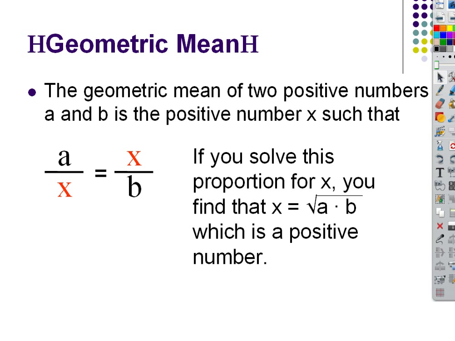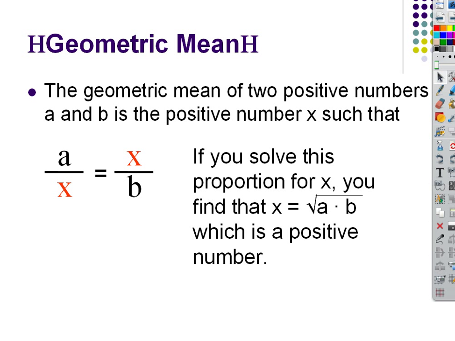A geometric mean deals with that kind of thinking. For stuff that's not growing arithmetically, not normal linear growth, but growing geometrically, and we want to find an average, we do it differently. We set it up this way. If I write two ratios, a over x equals x over b, then if we can find a number x between a and b so that the denominator of the first fraction and the numerator of the second fraction are that number, and those two ratios are equal, that's what we call a geometric mean.